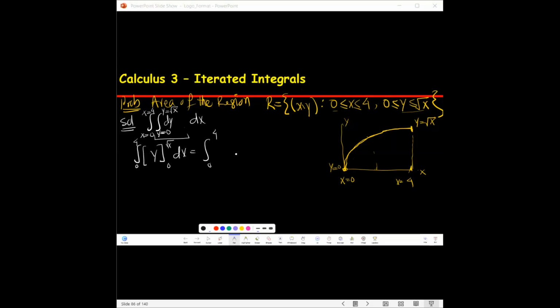If I solve this one, substituting the square root of x minus 0, then dx. I can also write it this way, dx. If I take the integral, it's going to be 0 to 4. Let me just take the integral.